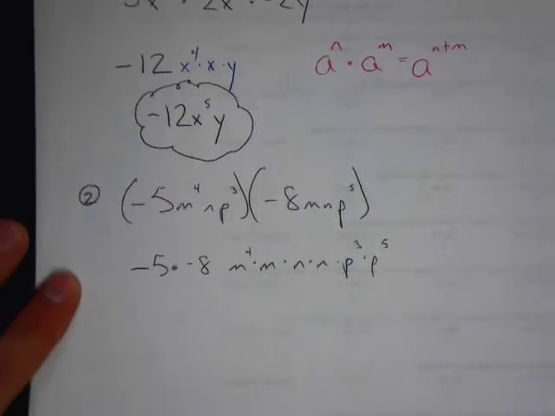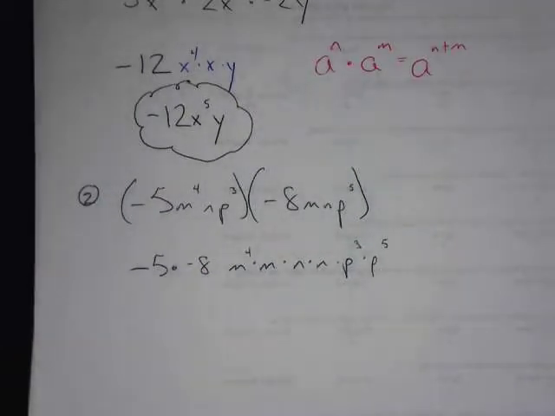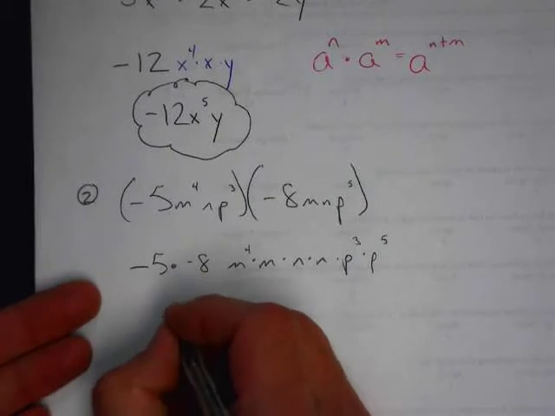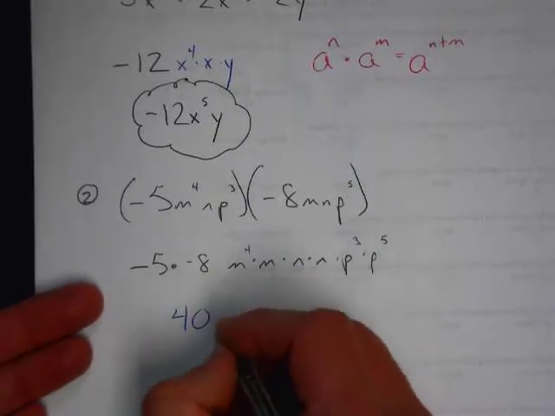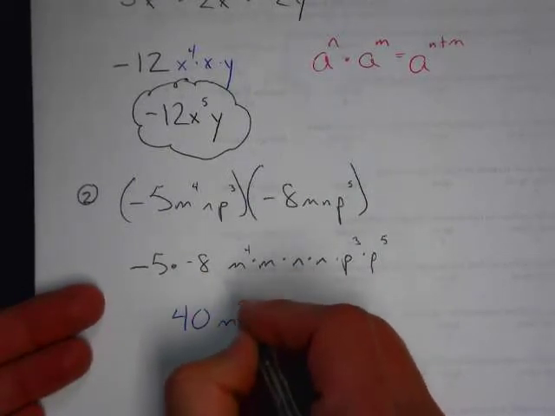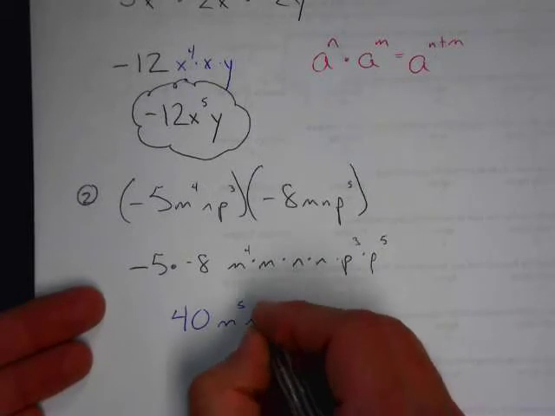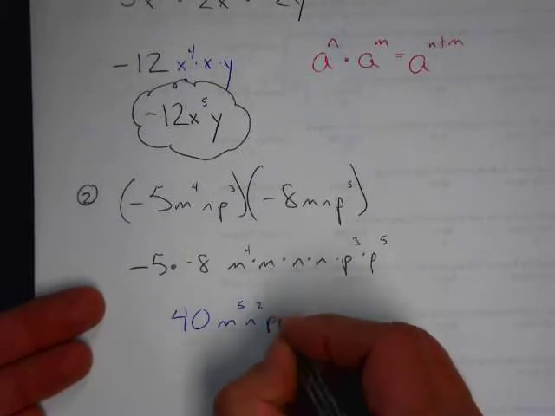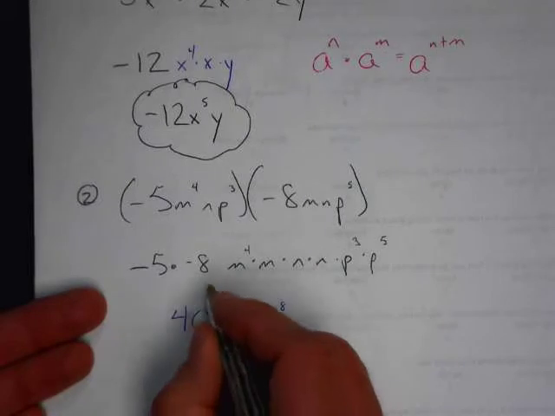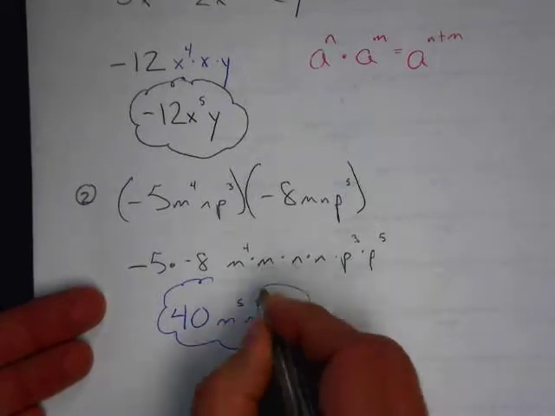Okay, so it's very similar to what we have previously worked on. So negative 5 times negative 8, of course, is positive 40. M to the 4th times m is m to the 5th. N times n is n squared. And then p to the 3rd times p to the 5th is p to the 8th power. Okay, so we have that simplified expression.